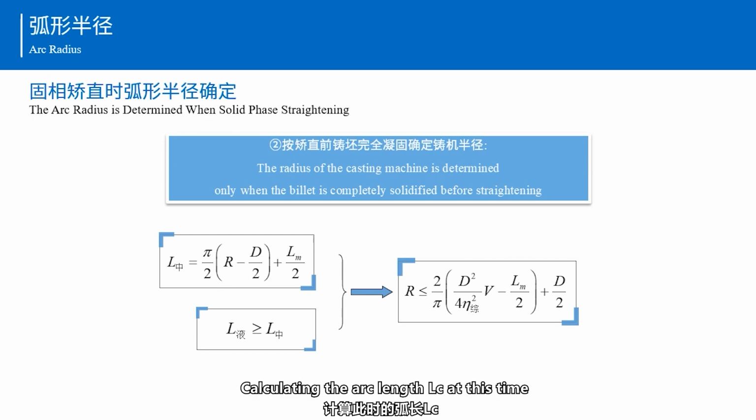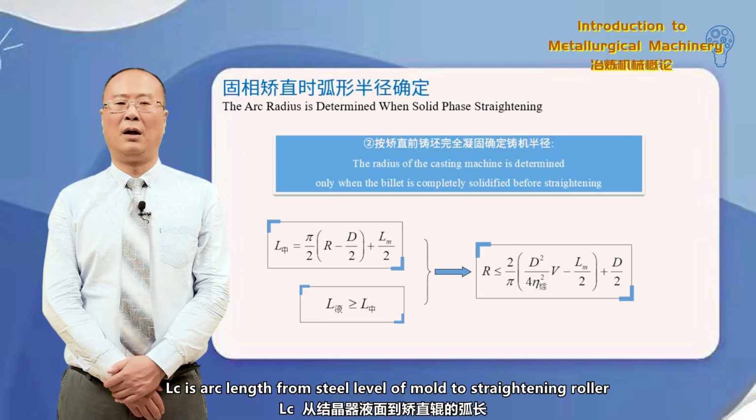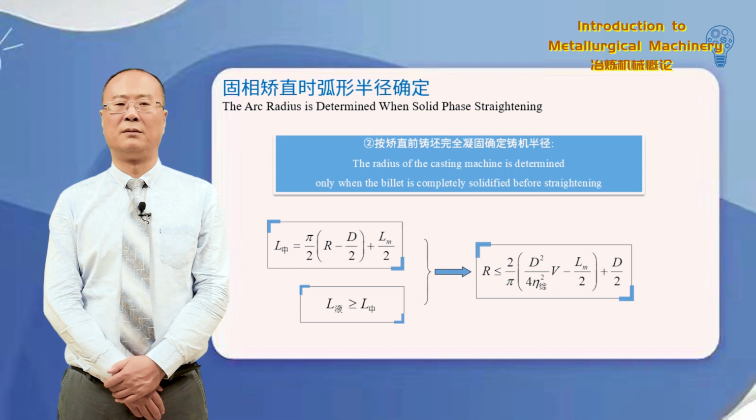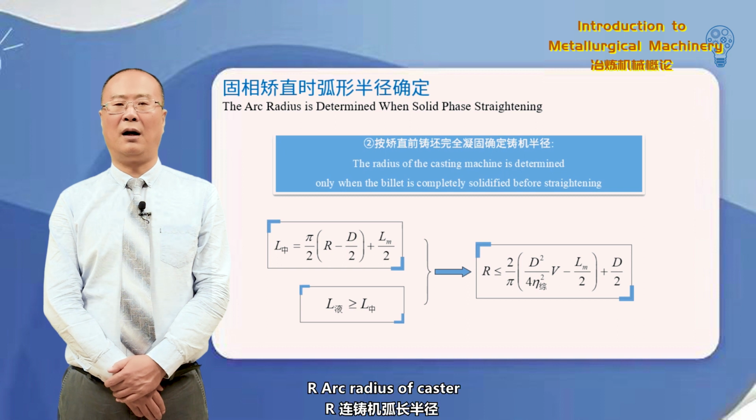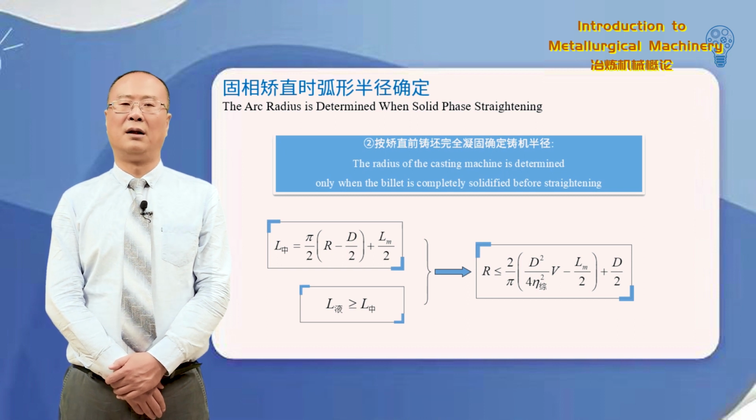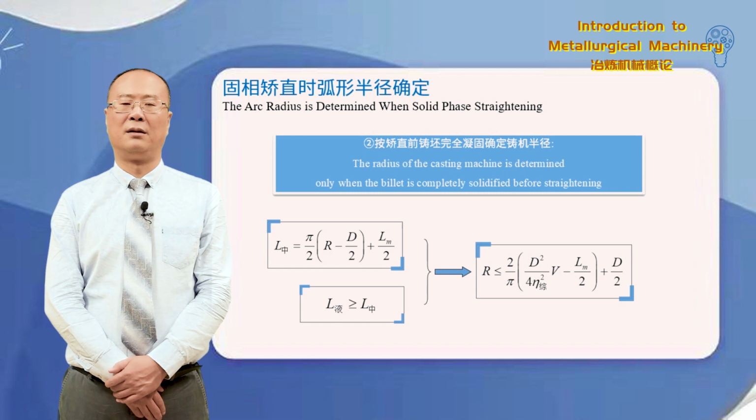Calculating the arc length LC at this time. The formula is LC = π/2 × (R − D/2) + Lm/2. LC is the arc length from the steel level of the mold to the straightening roller. Lm is the effective contact length of the mold. R is the arc radius of the caster. D is the thickness of the billet.